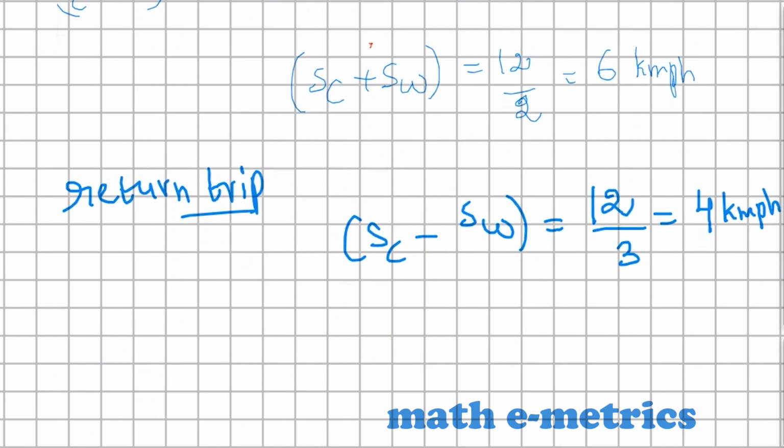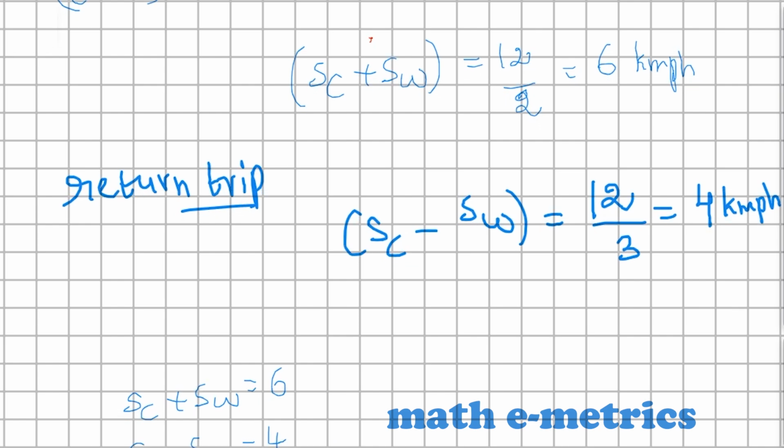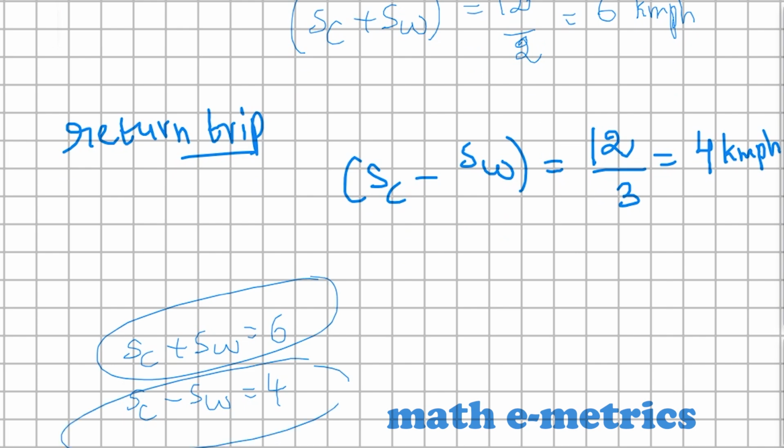Okay, we find SW and SC. If we know that he is more powerful than the water because he's still reaching there, then since his speed with the water was 6 kilometers per hour, and his speed coming back was 4 kilometers per hour, the difference with the water and without the water was 2. Well, these are the two equations, right?